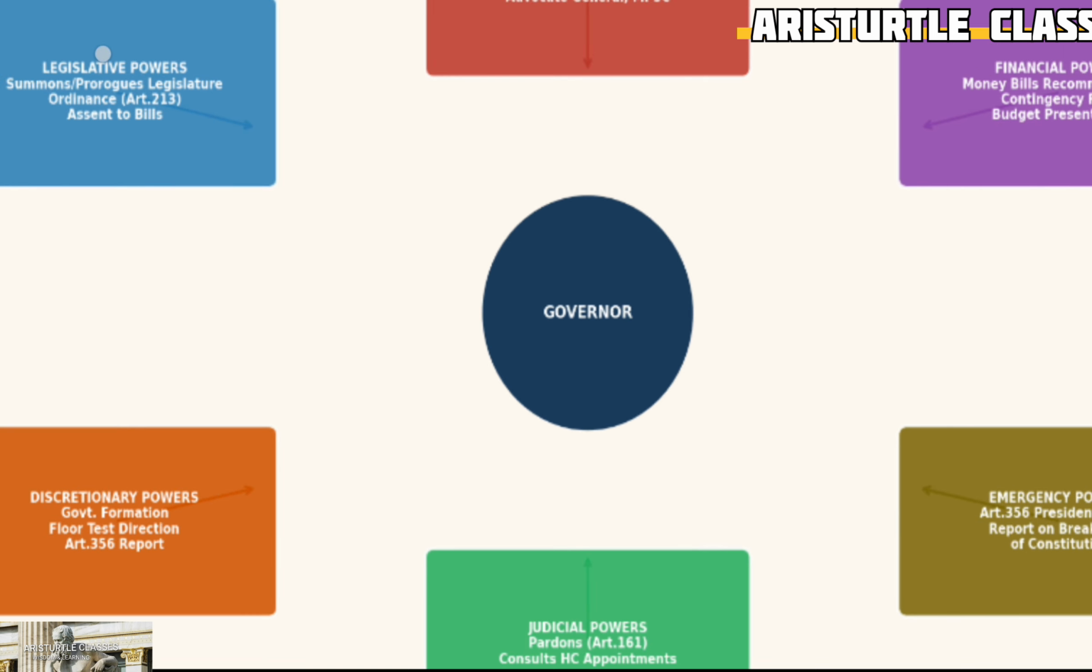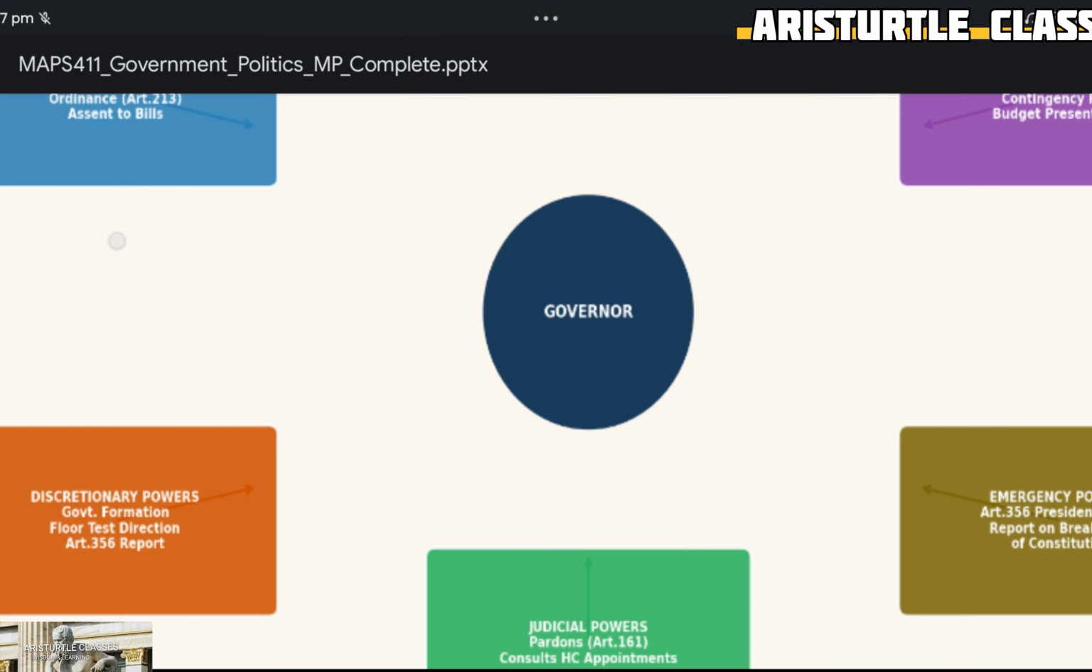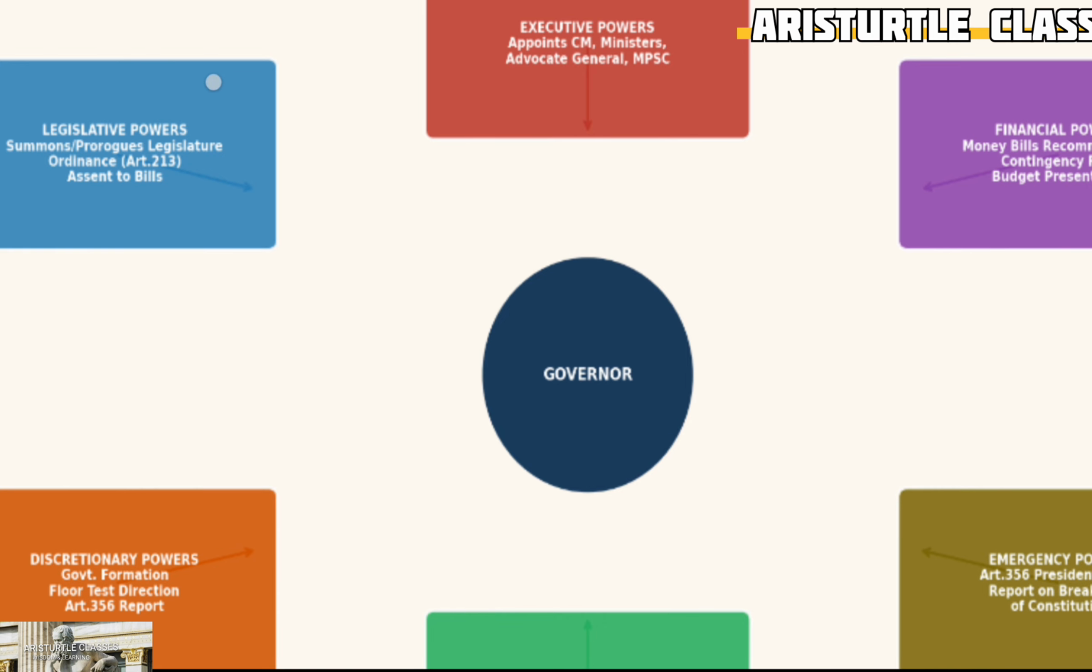Also, he has got legislative power as well. If none of the house is in session, and in MP we have a unicameral system, so if the Vidhan Sabha is not in session, then the governor can pass an ordinance with the help of Article 213. Also, the power and intensity of the ordinance will be the same as a legislation passed by the Vidhan Sabha.